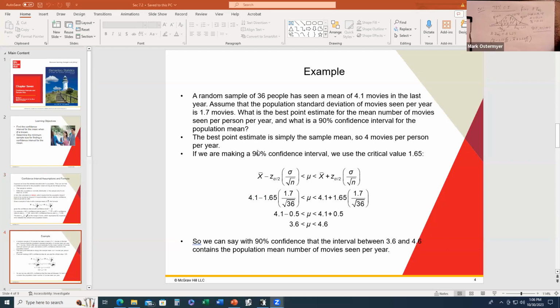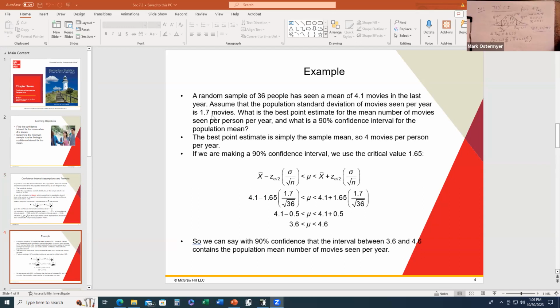Okay, here's an example. A random sample of 36 people has seen a mean of 4.1 movies in the last year. Assume that the population standard deviation of movies seen per year is 1.7 movies. This is just an average. I mean, there's no such thing as seeing 1.7 movies, okay? But it's an average.